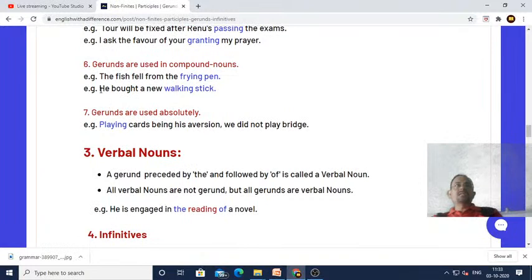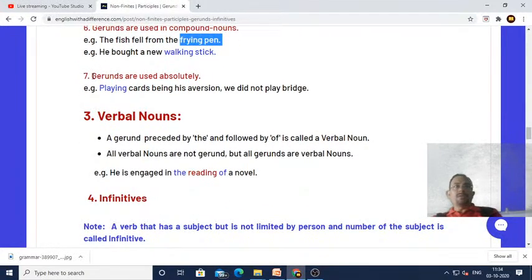What does rule number 6 state? Gerunds are also used in compound nouns, like frying pan, walking stick. So frying pan and walking stick are examples of compound nouns. Sometimes a gerund can be used in compound nouns. Take the example walking stick, frying pan: these two words come together. So whenever an ing word comes together with another word, that is called a compound noun.